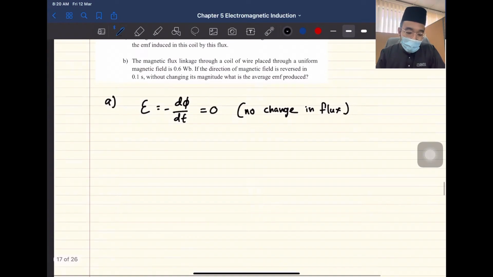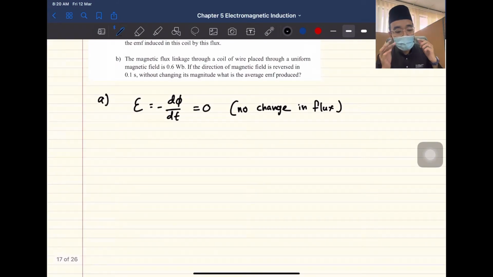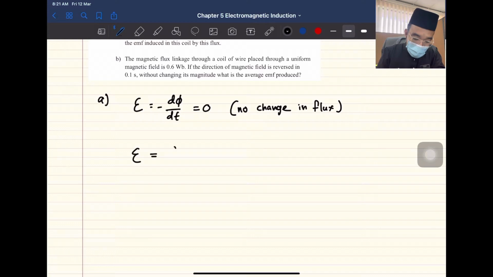Okay, question B. The magnetic flux linkage to a coil of wire passes through a uniform magnetic field of 0.6 Weber. If the direction of the magnetic field is reversed in 0.1 second, without changing its magnitude, what is the average EMF produced? So you can try to use this one, negative d phi over dt. They give you the flux, so the flux initial and flux final. You can answer this one as final minus initial.